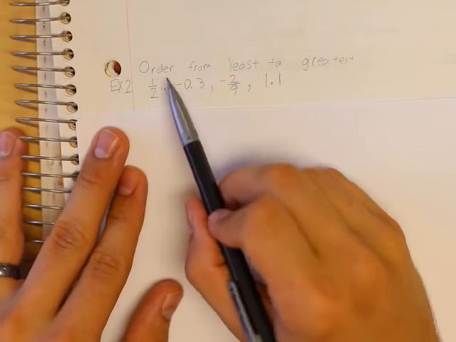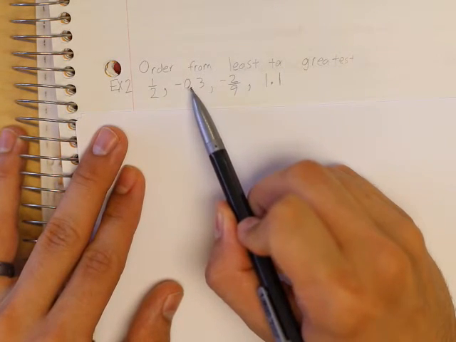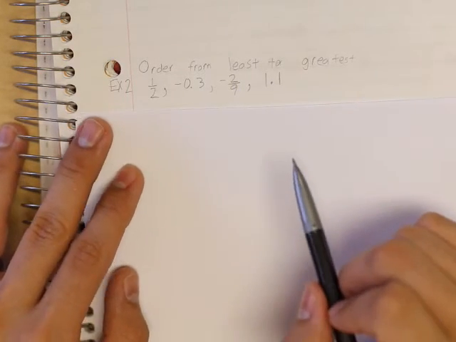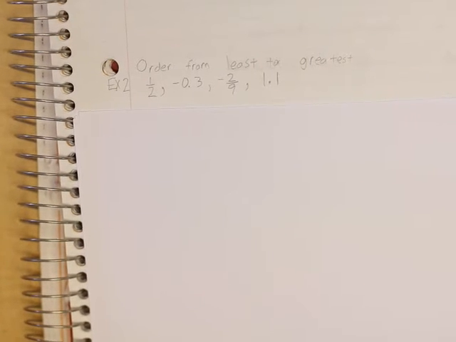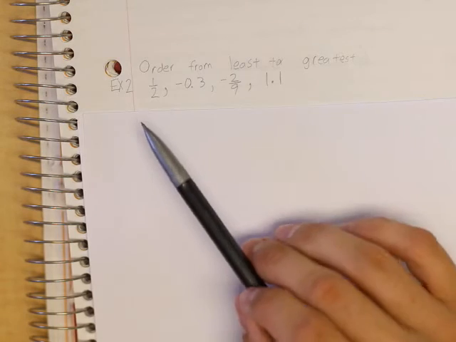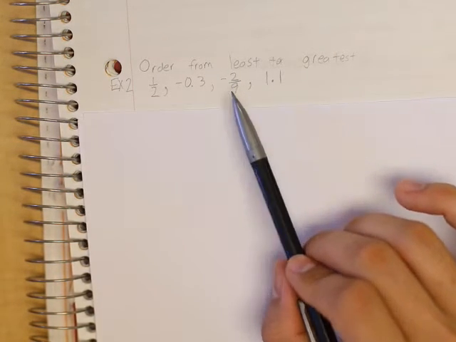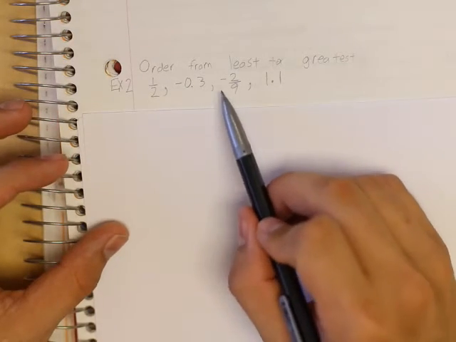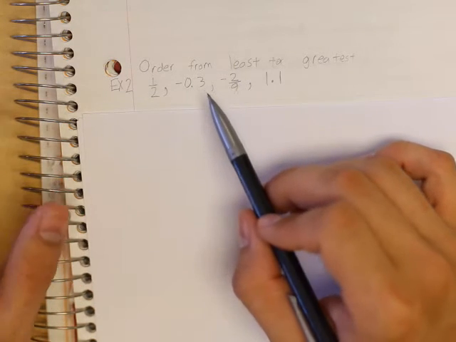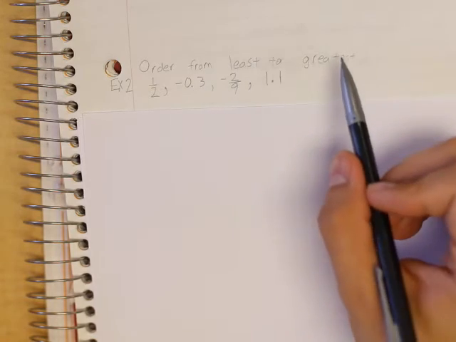So for example 2, we're told to order from least to greatest: 1/2, negative 0.3, negative 2/9, and 1.1. Okay, I hope a few things stand out as obvious to you. I hope you notice that we have a positive and two negatives. So I hope we know that I don't know which one goes first, but one of these two is going to be first because they're negative, so they're obviously least. Well, the positives are going to be on the greater side.